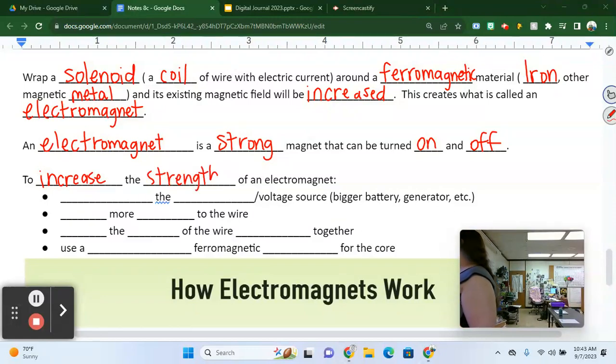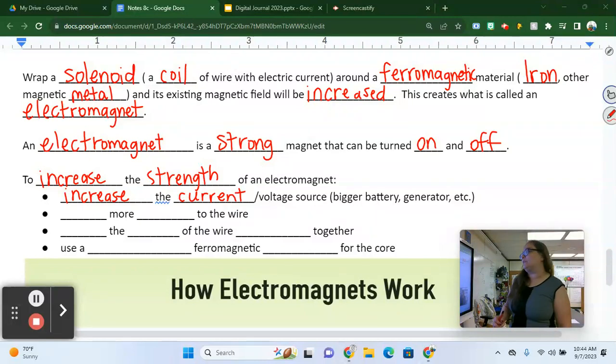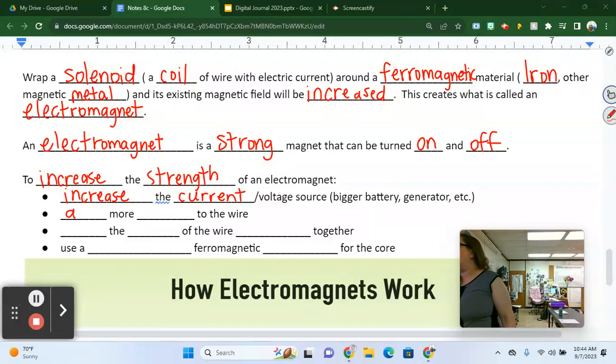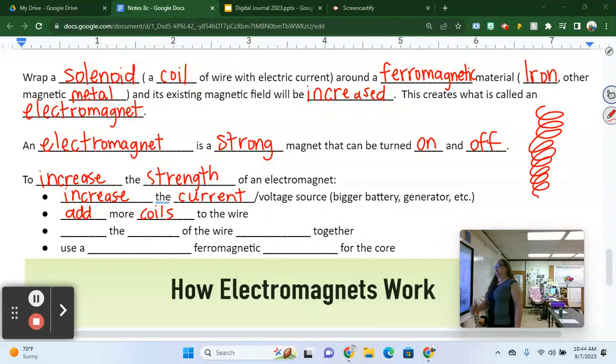Number 1, give it more juice. So give it a bigger battery. Plug it into the wall. Use more batteries. Something that just gives it more electricity, more energy. Number 2, add more coils to the wire. So if you only had 3 coils, add a whole bunch more and your magnet will get stronger.